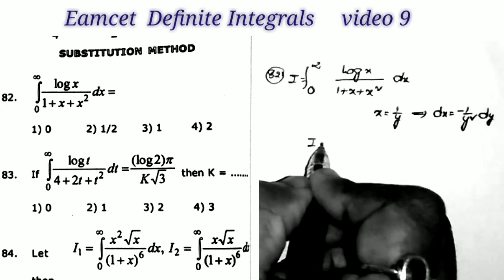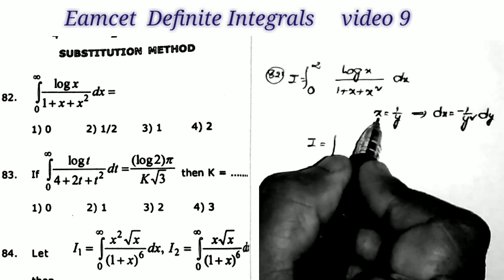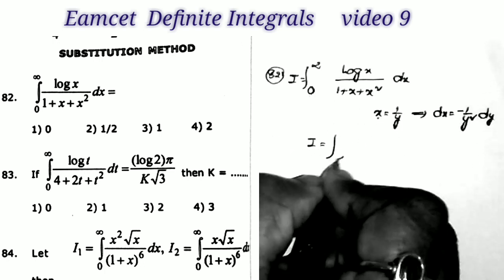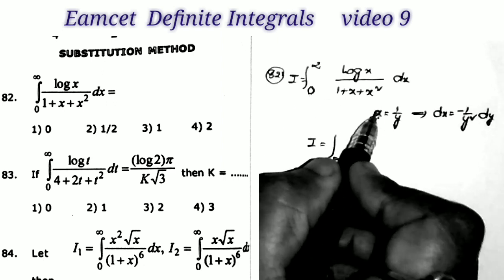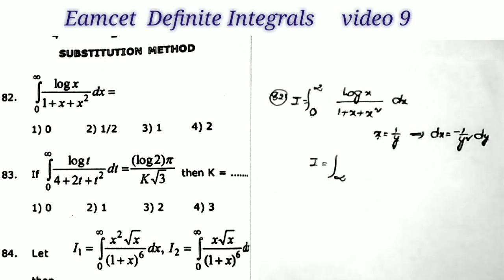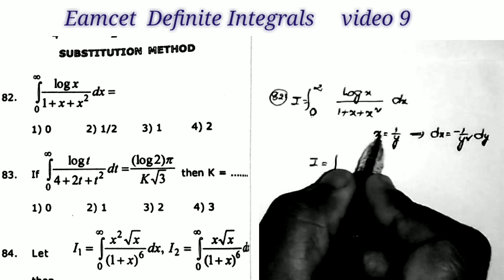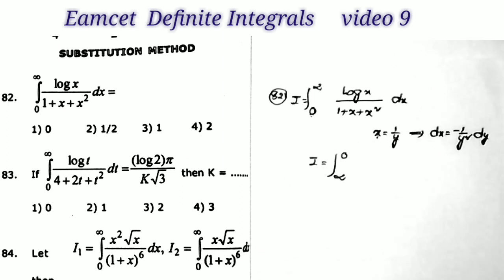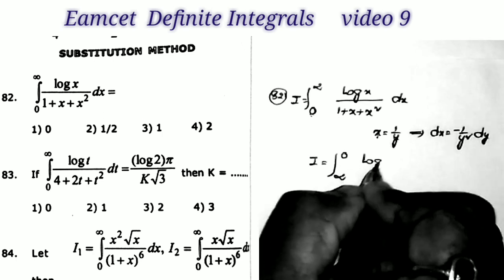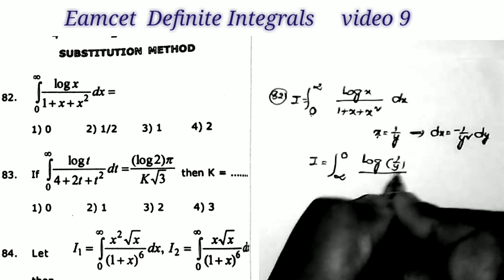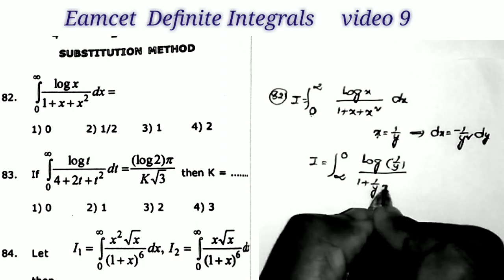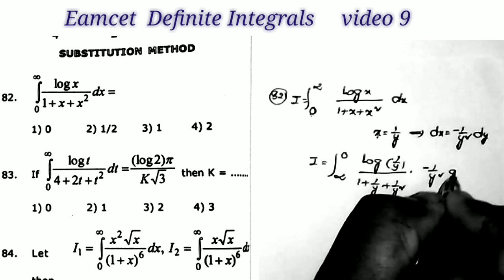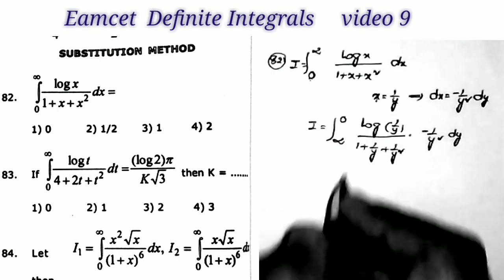Now the question becomes an integral. x is equal to 0 means y is equal to 1 by 0, infinite. So x is equal to 0 gives y equal to infinite. x is equal to infinite gives y is equal to 1 by infinite, that is equal to 0. Now log of x, that is 1 by y, by 1 plus 1 by y plus 1 by y square into minus 1 by y square into dy, replacing x is equal to 1 by y.